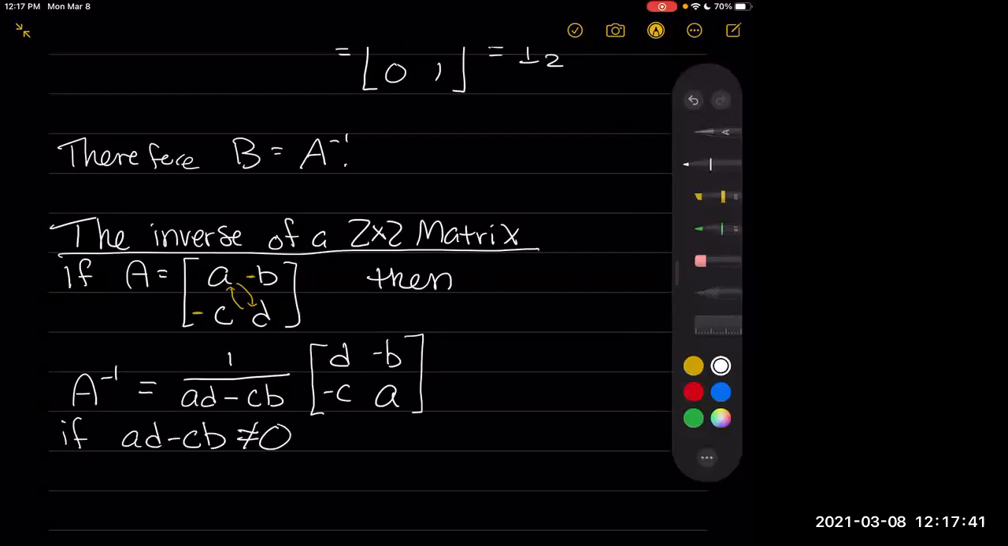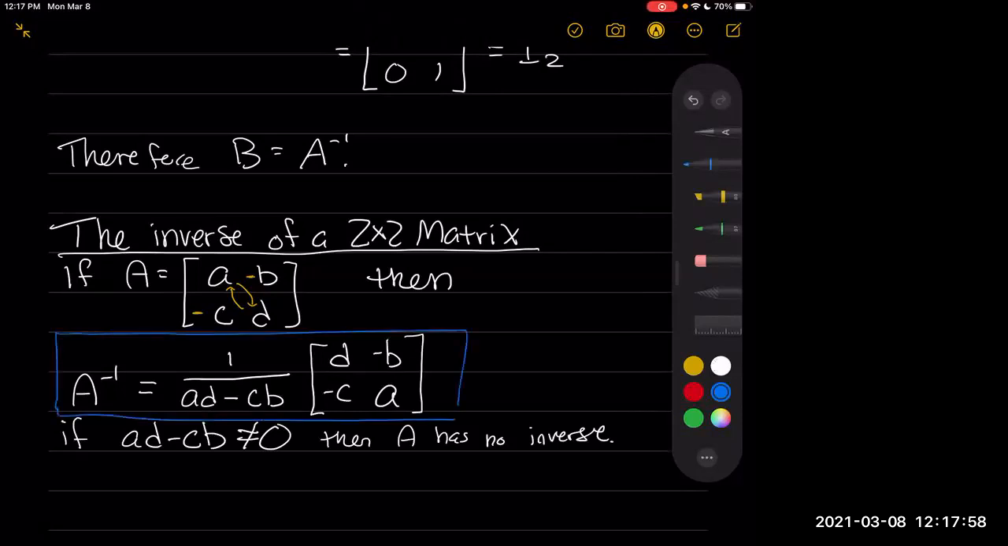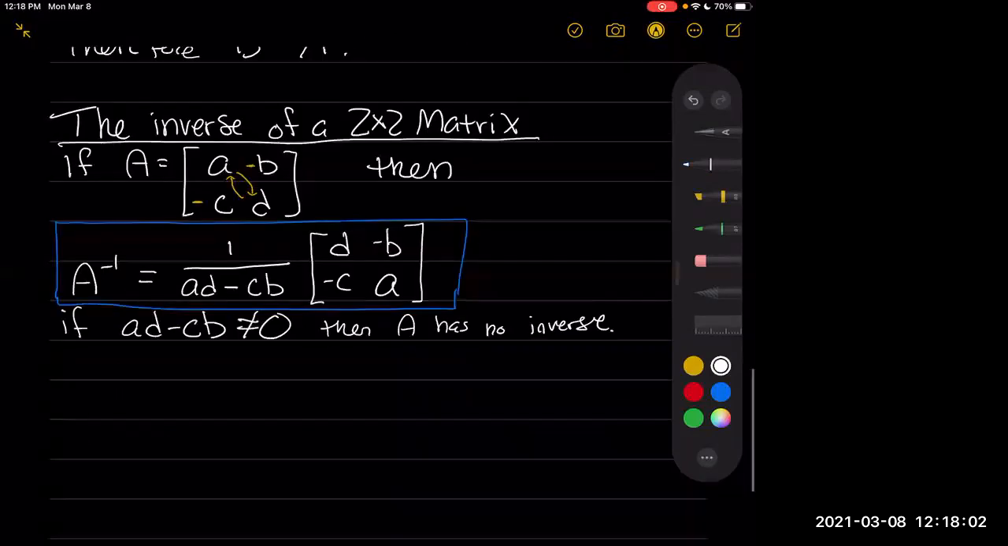Because otherwise A has no inverse, because we'd be dividing by 0, and that's undefined. So this formula is pretty important. I'll ask you about this on the homework and very likely on the final. Okay, and also something to know.